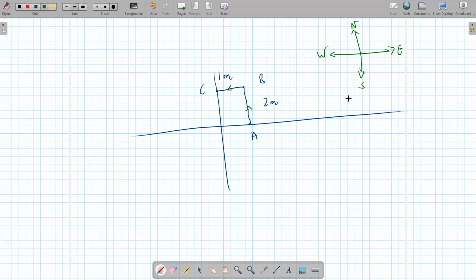Ten point question. 2 meters north, 1 meter west. Good try, but no, turns out that's not it.